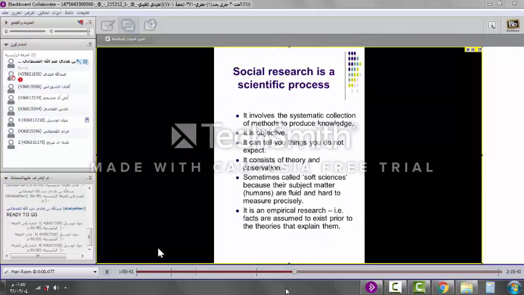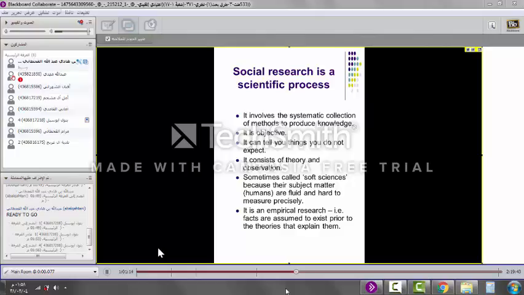So let's move on to features of the scientific process. And it's nice that they said scientific process, they didn't say scientific research. But we talk about social research that is following a scientific process. We call it social sciences. People refer to them as sciences. We mentioned that we have basic sciences and we have soft sciences.